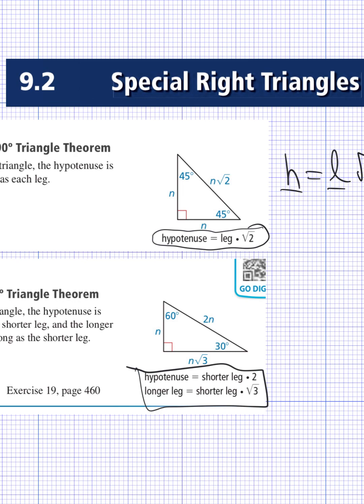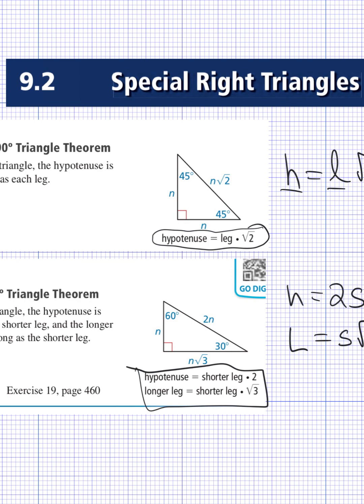Okay, and then on the 30, 60, 90 triangles. The first step you have to do is figure out which triangle you have, either a 30, 60, 90 or 45, 45, 90. If you have a 30, 60, 90, none of the sides are the same. And we have these two formulas here, so you have to use two formulas for the 30, 60, 90. The hypotenuse on the 30, 60, 90 is 2 times the short leg. And the longer leg is the shorter leg times the square root of 3.